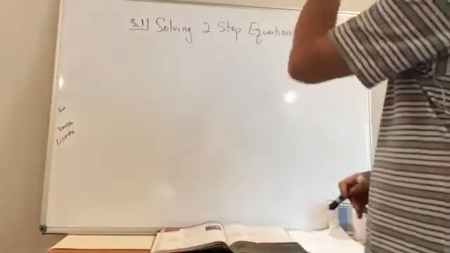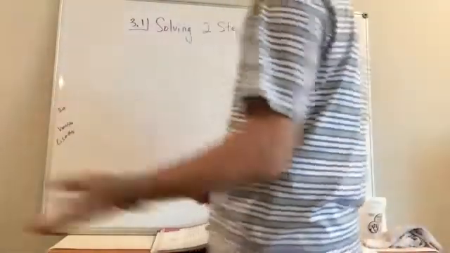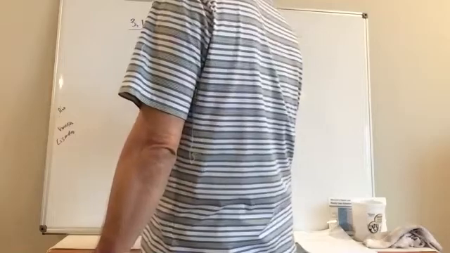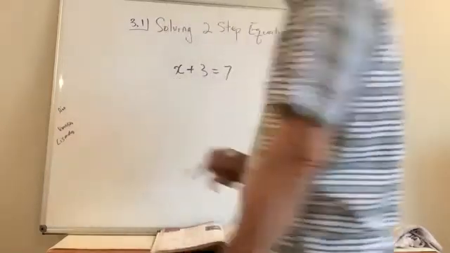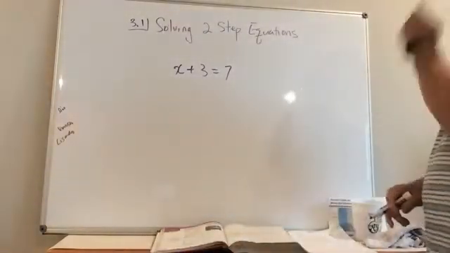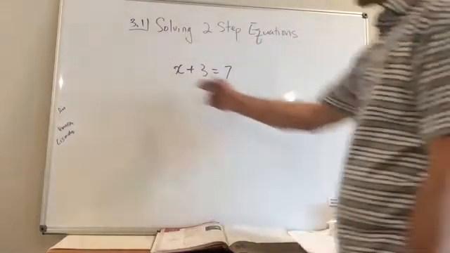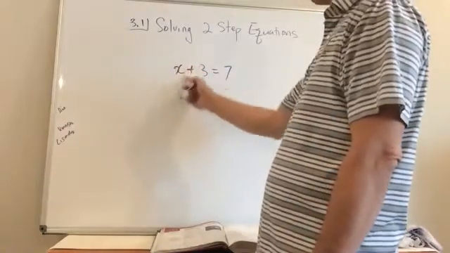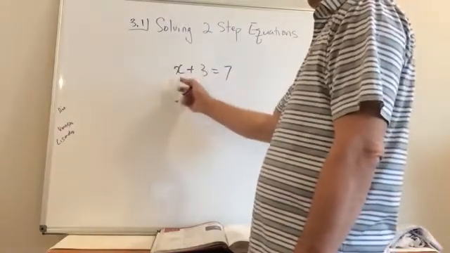All right, so solving two-step equations. So far, we have learned how to solve one-step equations. They're called one-step equations because they're equations that look like this. I have x plus 3 is going to be equal to 7. So in this case, I have x plus 3 is equal to 7. I want to get x by itself.